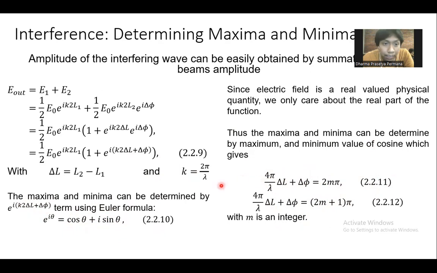And the minima happens when the amplitude of the output field is equal to 0. That may happen if the cosine function is equal to -1, because -1 plus 1 adds up to 0. When the cosine is equal to -1, the angle of the cosine must be equal to odd multiples of pi. That's why we get the condition of equation 12. So equation 11 describes the maxima of interference, and equation 12 describes the minima, and m is an integer starting from 0.